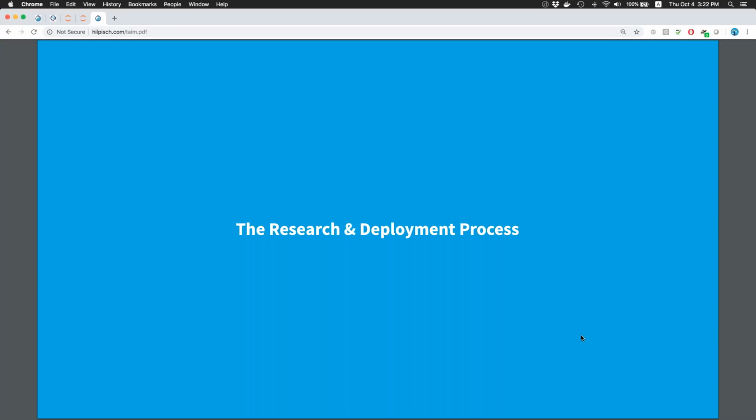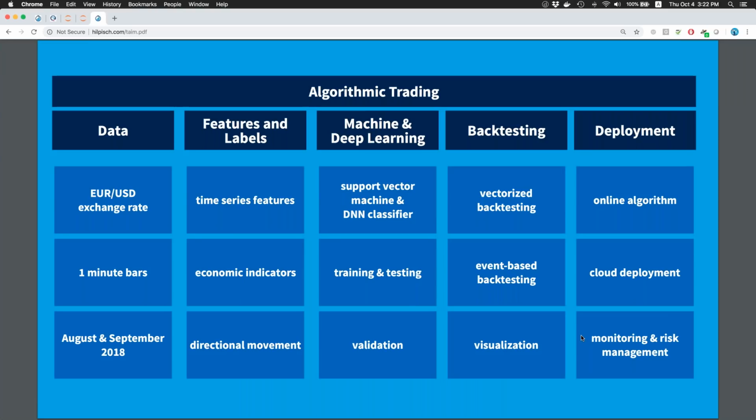But the algorithm, similar to what I said about the book by Marcos Lopez de Prado, is only of second order importance. The focus here should be on the process and the deployment side of things. But let me get started with an overview. When we talk about algorithmic trading, and of course this is a simplified view which should make things a little bit more concrete, we can think of algorithmic trading divided into 5 areas. We need to have some data to get started. Data in 2 forms, basically.